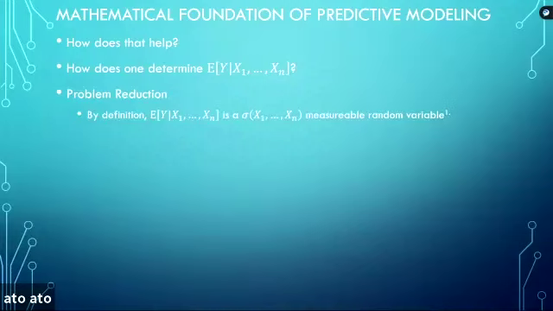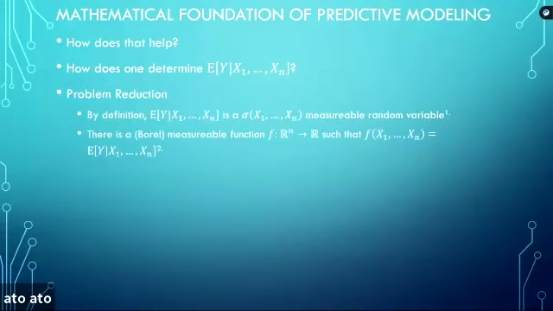Okay, that's kind of graduate level probability. How does that help? Well, it just so happens that when you have sigma measurable random variables, what that implies is that you can find a function on Rn into R such that F, composed with all of your predictor variables, equals the conditional expectation. And that's just a run-of-the-mill result, and you can find that in Billingsley.